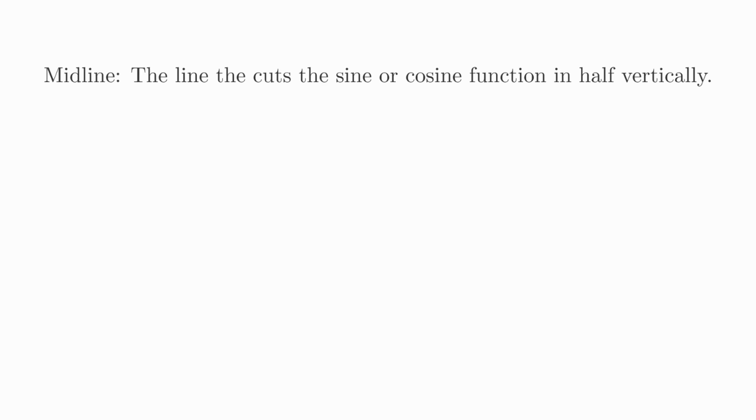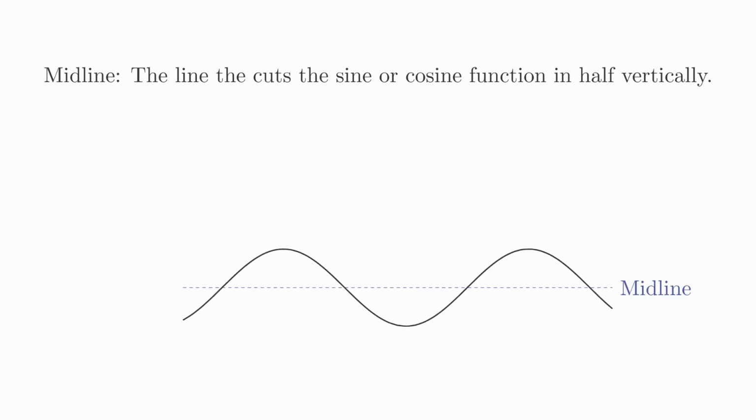The second feature we will focus on is the midline. The midline is just a line that cuts the sine or cosine function in half vertically. This line holds a lot of meaning in applications. It can represent the average value of the function, or it can represent an equilibrium. Regardless of the interpretation of this line, it is primarily impacted by the vertical shifts.